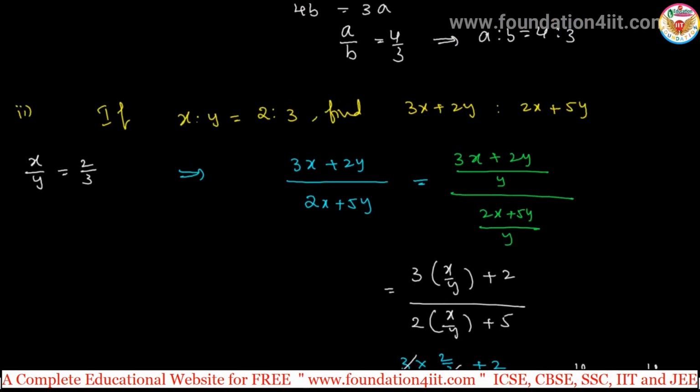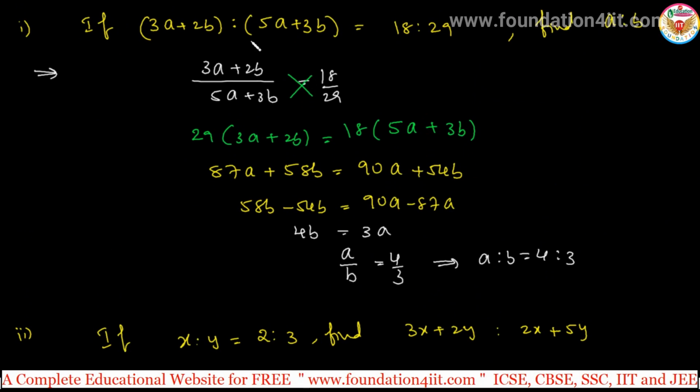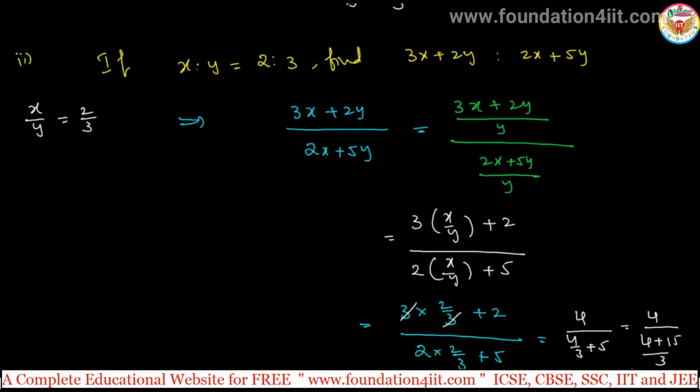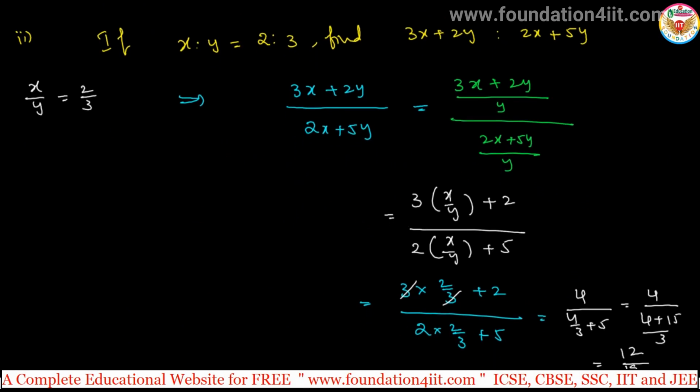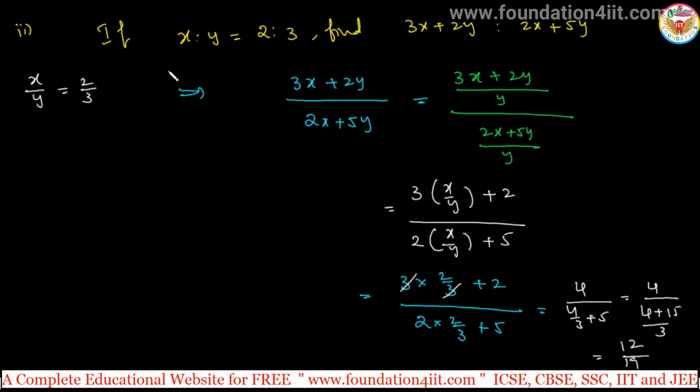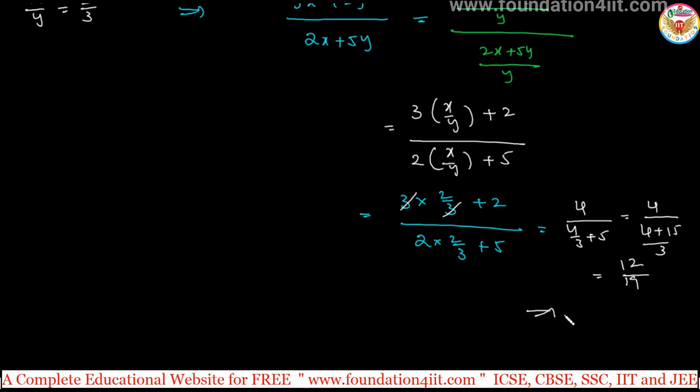So there are two types of questions in this. If it is given in this format, to find out, directly go for cross multiplication, and reverse. Like x is to y is given and they're asking this value. X is to y means x divided by y. Now to get x divided by y, you should divide with y both the sides, numerator and denominator. That is 12 by 19. That means the answer is 12 is to 19.